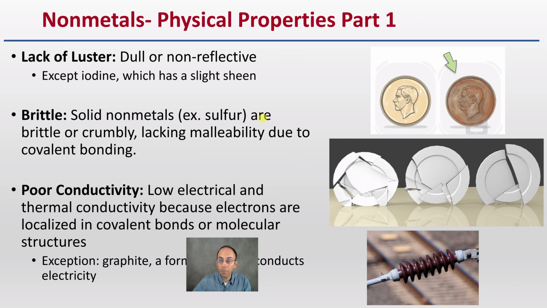Now we get into our nonmetals. What physical properties do nonmetals have? Well, they tend to be dull and non-reflective, except iodine can have a slight sheen. If we think back to our metals, metals will be shiny. Nonmetals are the opposite. They'll be dull and lack that luster.